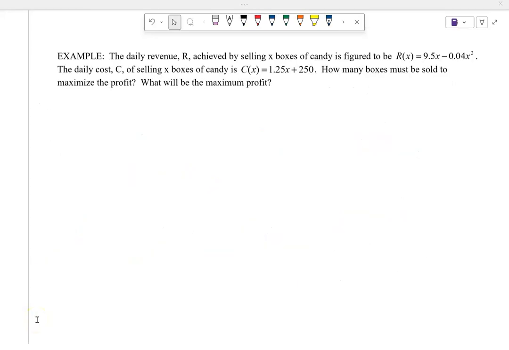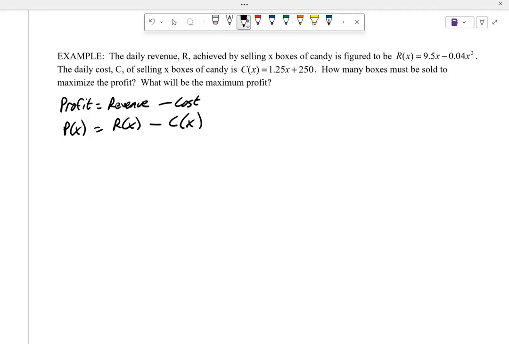All right, let's do this next one here. We've got daily revenue R achieved by selling x boxes of candy. So they give you the revenue function and the cost of selling x boxes. How many boxes must be sold to maximize profit? Well, your profit would be revenue, however much money you bring in, minus your cost or your expenses, right? So as a function, your profit would be the revenue minus the cost. That's what we're trying to maximize, this profit, right?